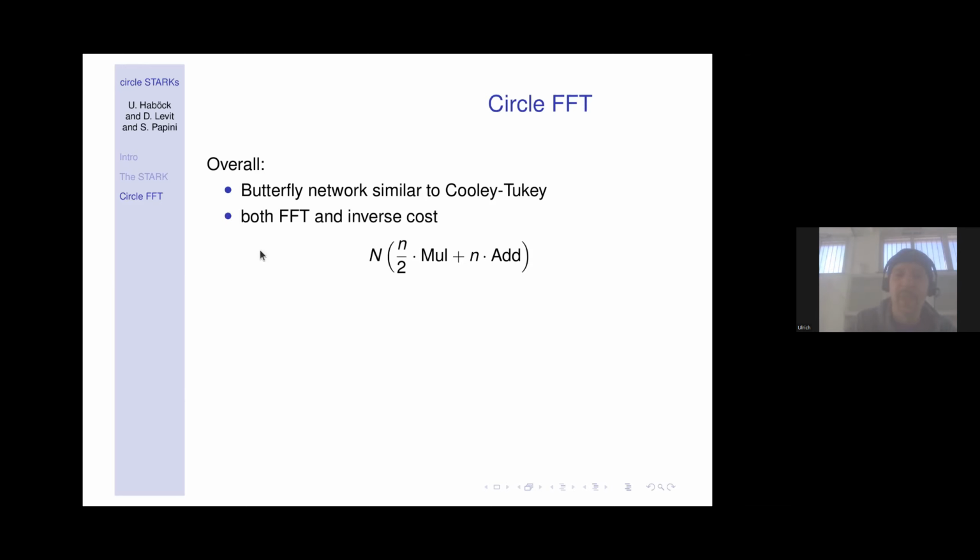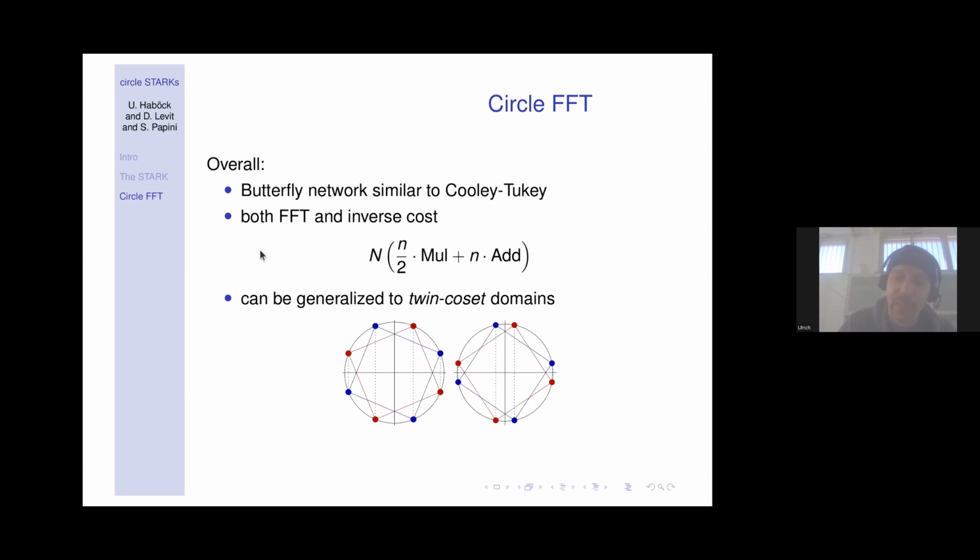And the point is, in code, it's essentially the same, one could say. It's a bit too simplified, but you can really do an in-place butterfly network that is very similar to Cooley-Tukey. In terms of arithmetic costs, it's the same as in the regular FFT. There are some extra technicalities, because in STARKs one often likes to have a coset FFT also. Circle FFT is restricted to standard position cosets.